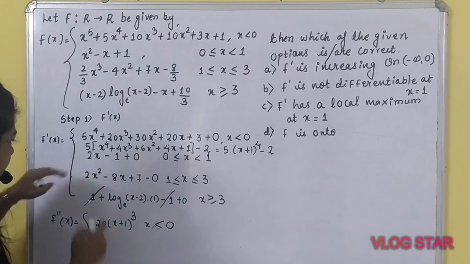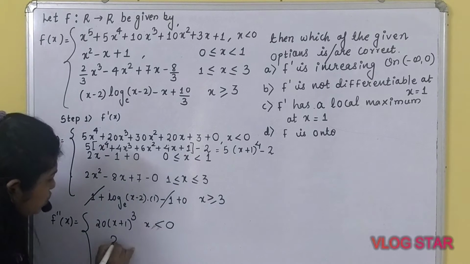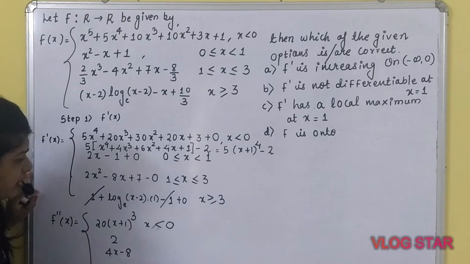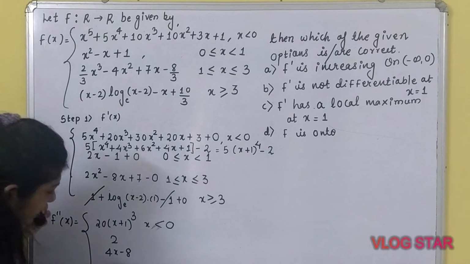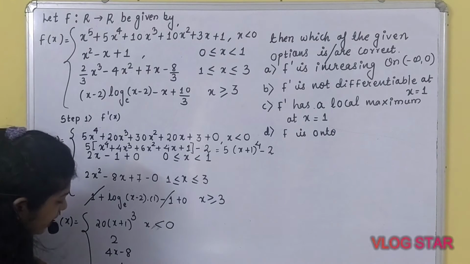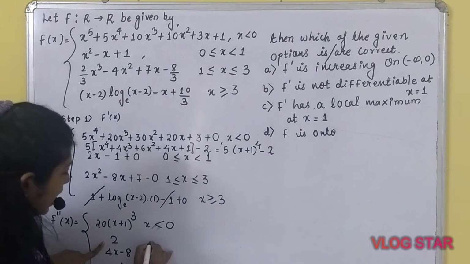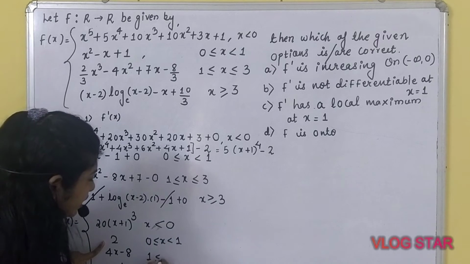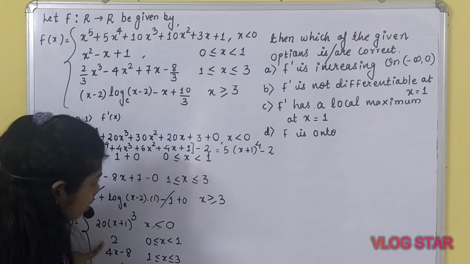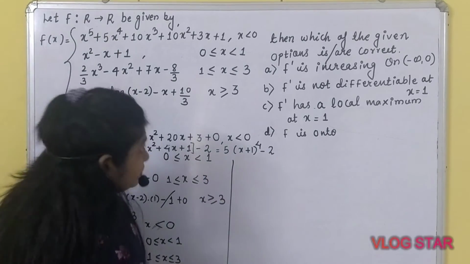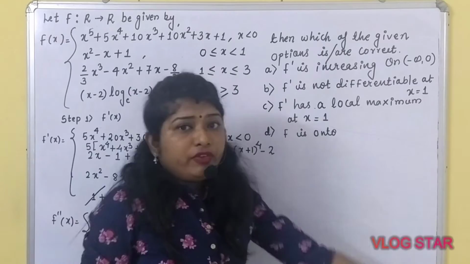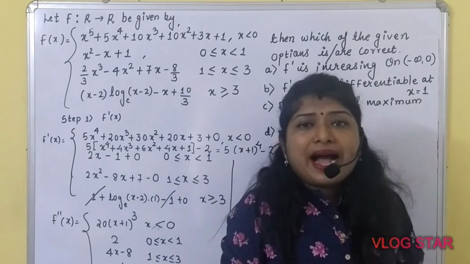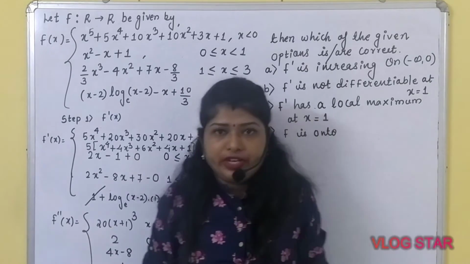Similarly, here the derivative of this term is 2. Here the derivative is 4x minus 8, and here if you take the derivative, you will get 1 upon minus 2. I hope you have understood how to take the derivatives of the given function. Now coming to the first part. What is given? We have to find out whether f dash is increasing on minus infinity to infinity.